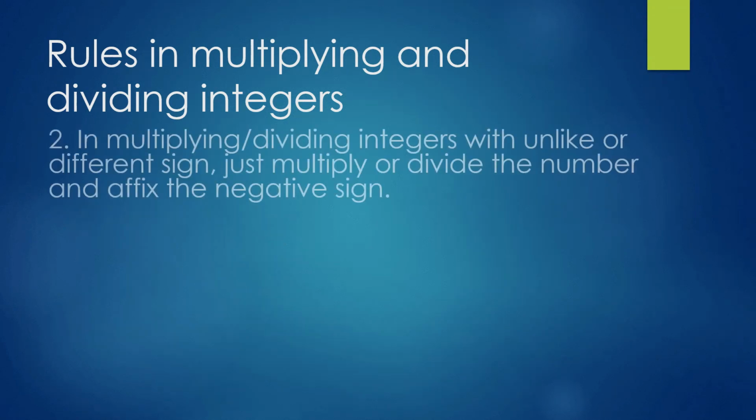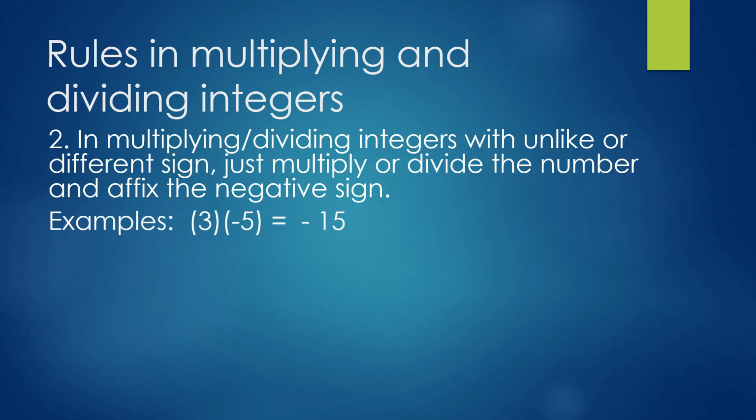For number 2, the rule in multiplying and dividing integers with unlike or different signs: just multiply or divide the numbers and affix the negative sign. For example, positive 3 multiplied by negative 5 is negative 15. Just multiply the numbers and affix the negative sign. Next we have positive 2 multiplied by negative 4. 2 multiplied by 4 is 8. Affix the negative, so our final answer is negative 8.